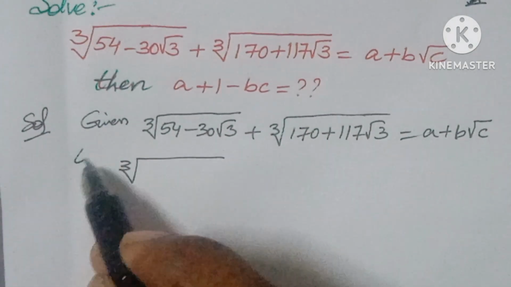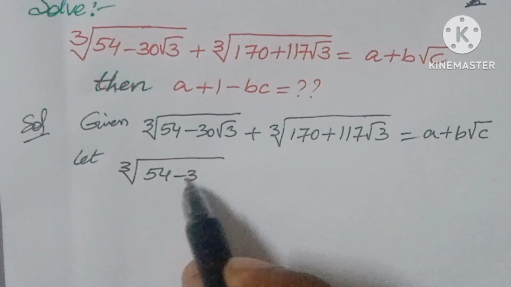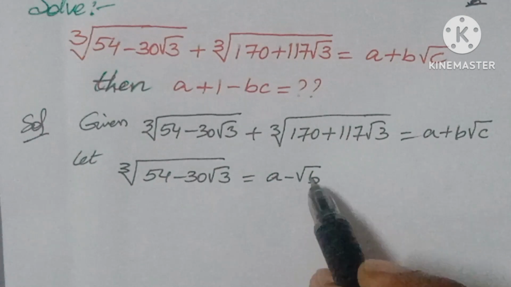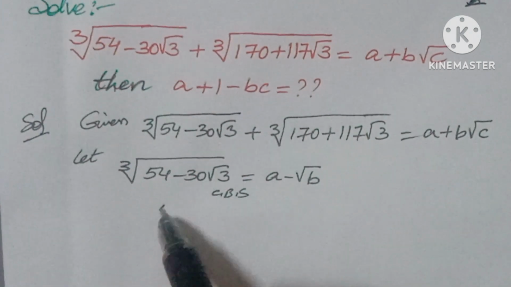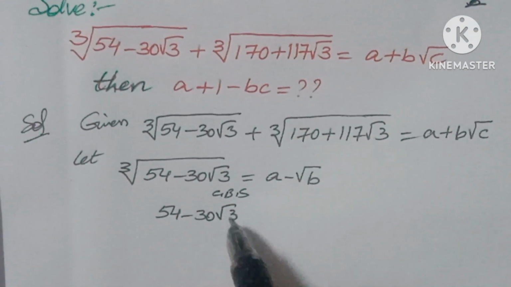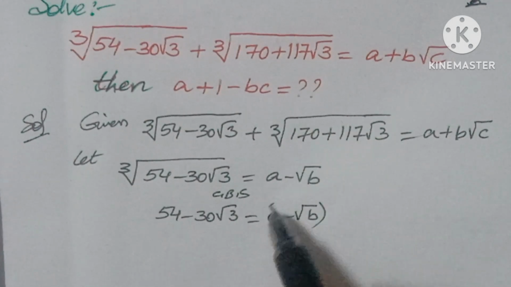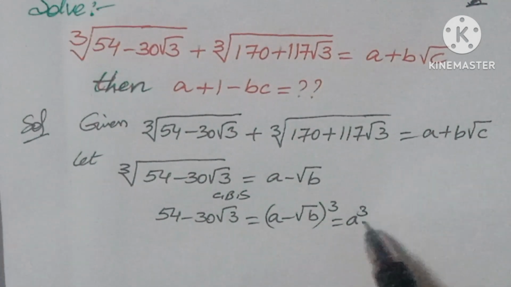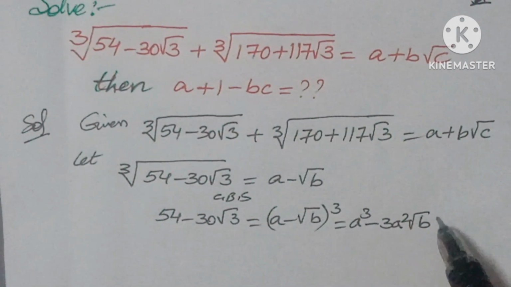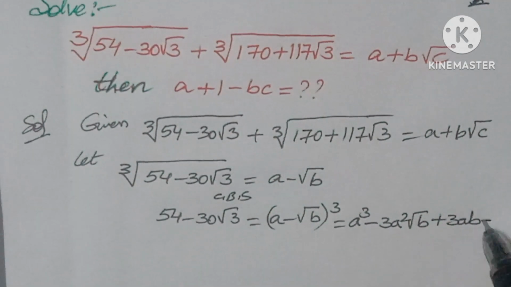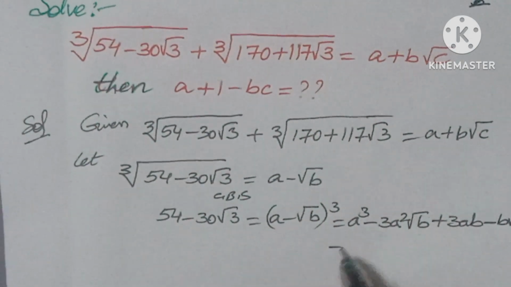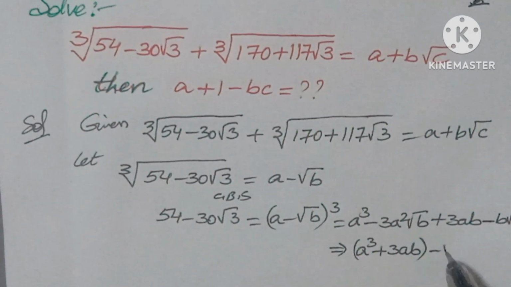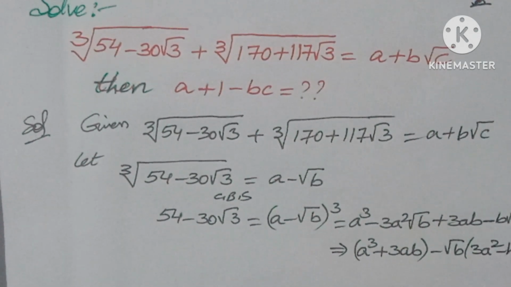Let the cube root of 54 minus 30 root 3 be equal to a minus root b. Now cubing on both sides, 54 minus 30 root 3 is equal to (a minus root b) whole cube. This can be written as a cube minus 3a square root b plus 3ab minus b root b. Here you can take common: a cube plus 3ab, minus root b common, 3a square plus b.